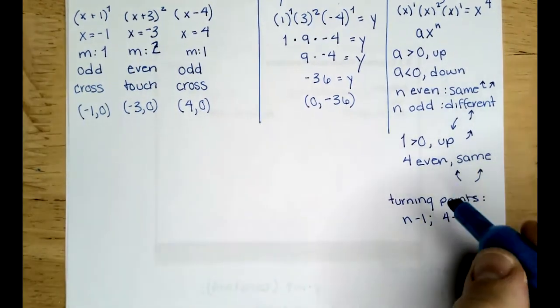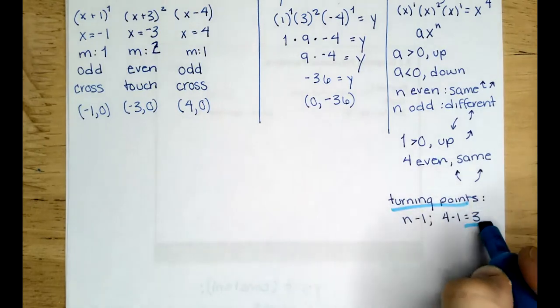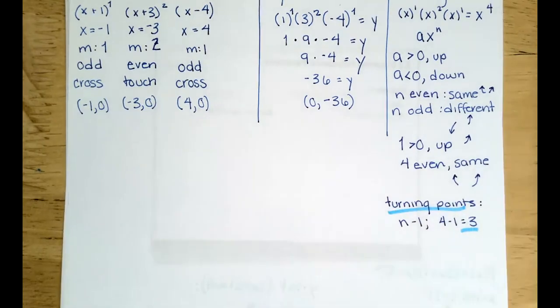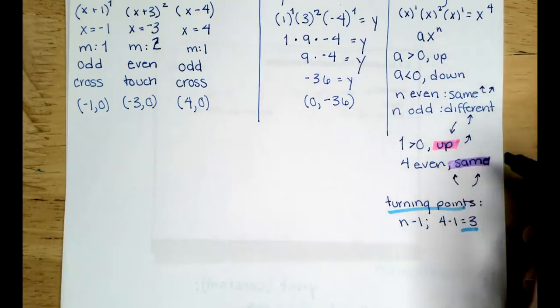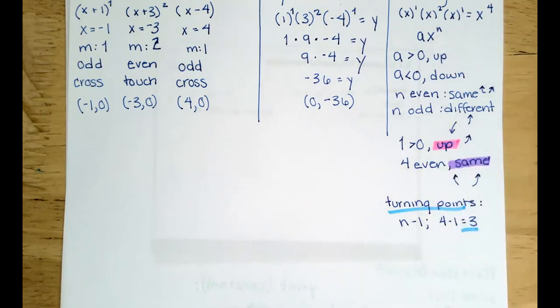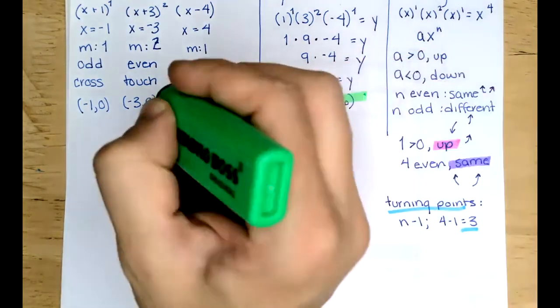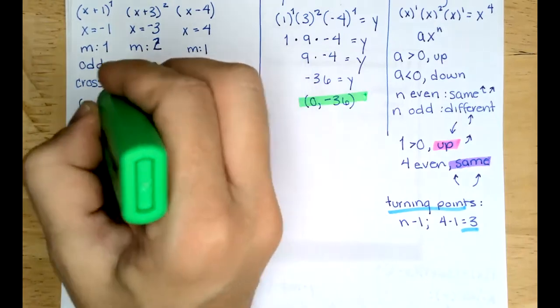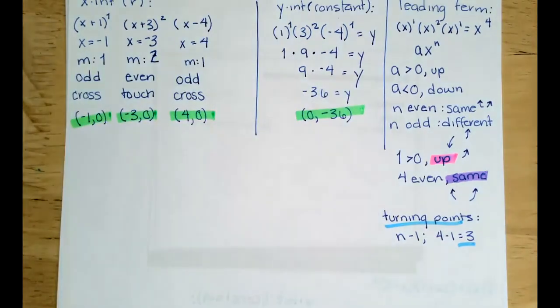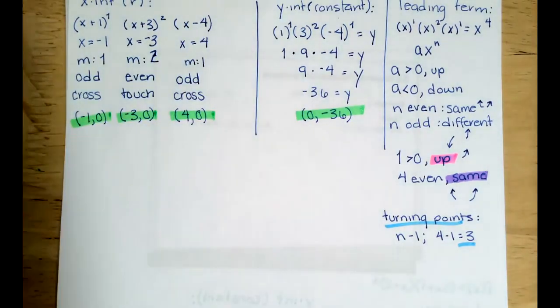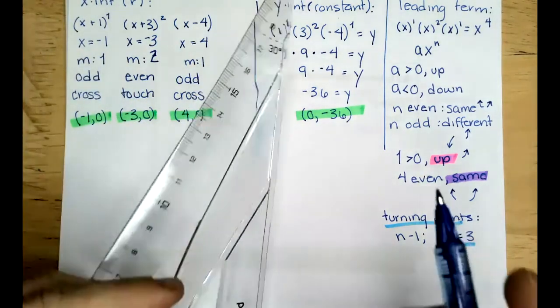So we have 3 turning points. We know the end behavior is that it is going up, and that they are going in the same direction, okay? And that it's going to cross here, touch here, and cross here. Now we use this information to graph. Negative 36, negative 1, negative 3, and 4.